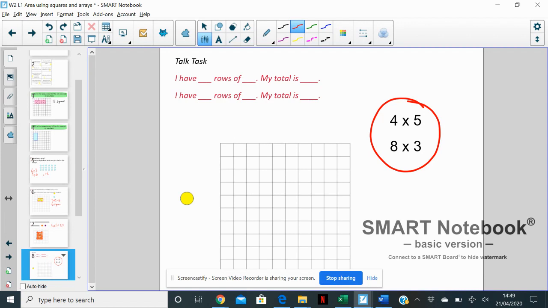Okay, so to save time, I'm not going to draw all the arrays for you, but let's think about this fact first of all. We've got 4 times 5. So we could have drawn 4 rows of 5 or 5 rows of 4. And we should have worked out that that gives us 20 squares. Our next one was 8 by 3, so we could have had 8 rows of 3 or 3 rows of 8, and that would have given us 24 squares.